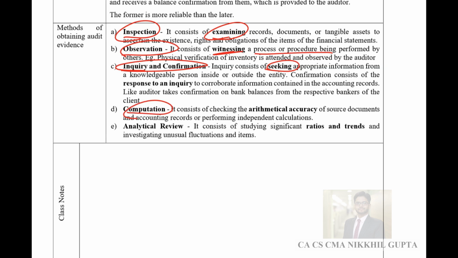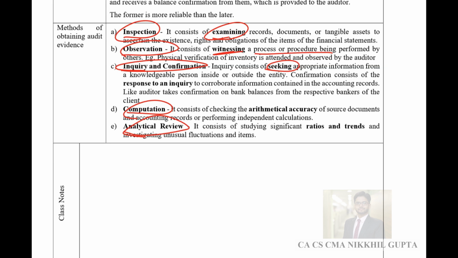Then computation. This is an important aspect of any audit, guys. Sometimes auditors recompute the entire mathematics themselves. For example, depreciation. To ensure that depreciation is computed properly, the auditor will recompute the entire depreciation figure, and then he will be satisfied that yes, depreciation is correctly disclosed.